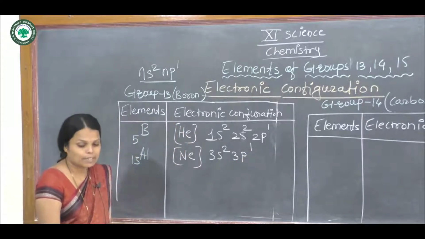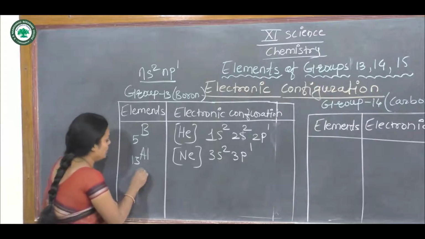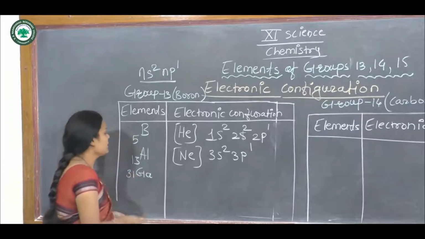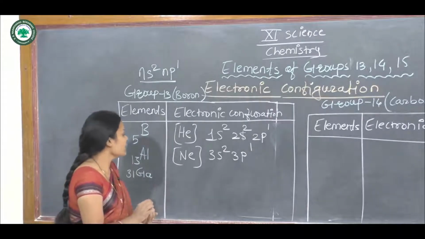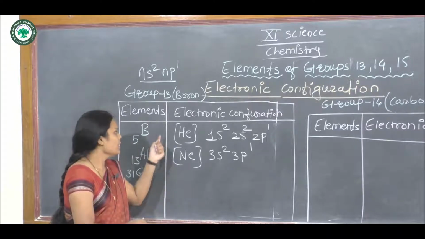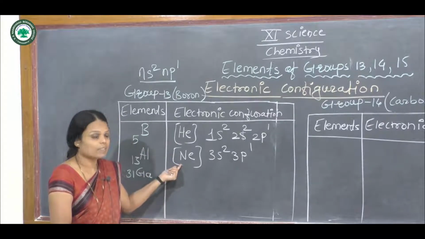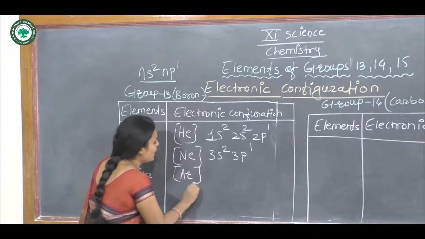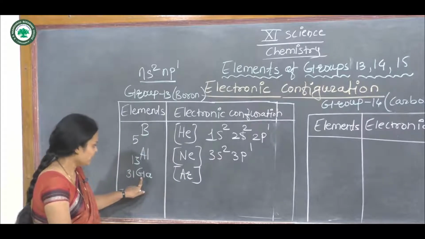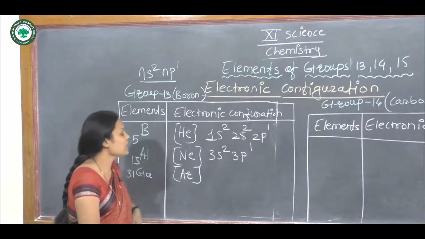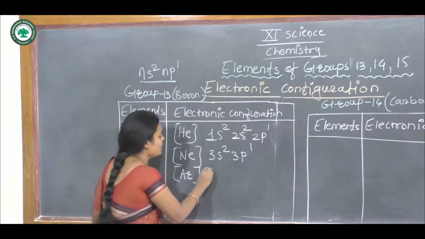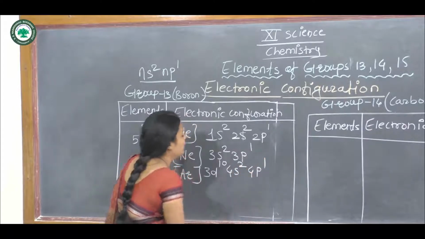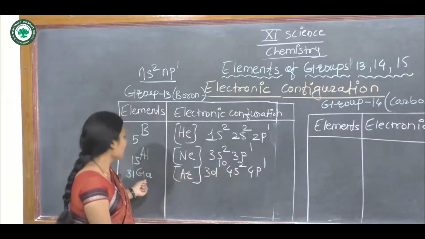Now the next element is gallium, and its atomic number is 31. This atomic number 31 is represented by the noble gases helium, neon, and then argon. We know that the atomic number of argon is 18, and gallium is represented by argon. Here the electronic configuration is 3d10, 4s2 and 4p1. This is the electronic configuration of the gallium atom.